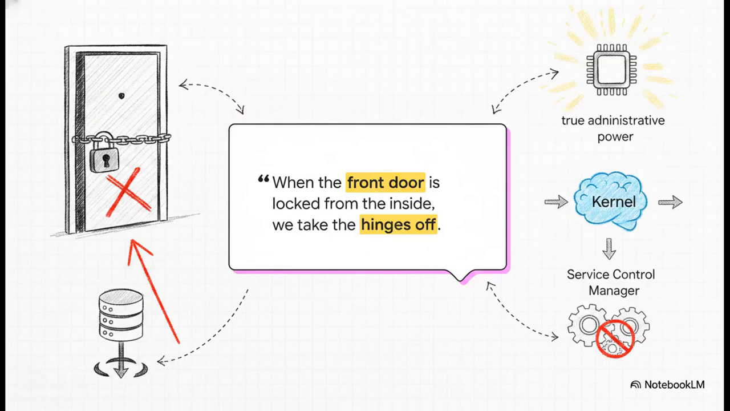It really comes down to this idea. When the front door is locked from the inside, we take the hinges off. Instead of politely asking the service control manager to change a protected service, we just bypass it entirely and rewrite the raw registry hive. We stop asking the OS for permission and start telling the kernel exactly what to do. That is true administrative power.